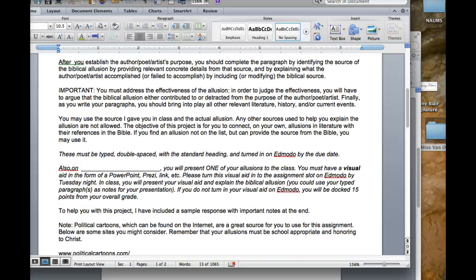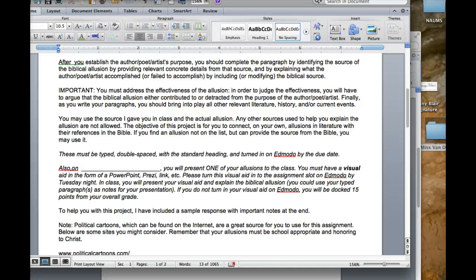So you'll just type a double-spaced, MLA formatted paper where each allusion is just a really good paragraph. And I'll give you the due date of that in class. The other part of it is that you will present one of your allusions to the class on the due date, and you'll have to have a visual aid.